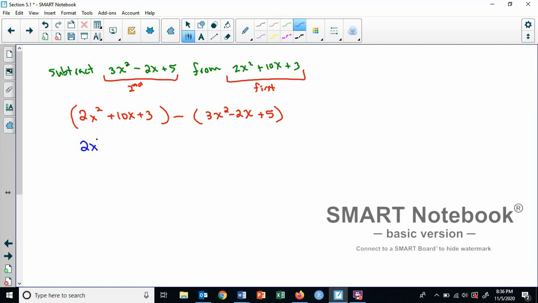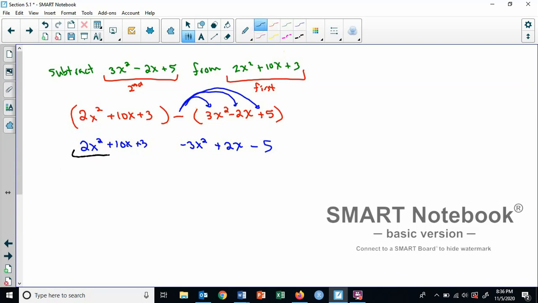You can just bring down the first one and distribute the subtraction. So minus 3x squared plus 2x. And finally, that would be minus 5. And then I can combine all the like terms.